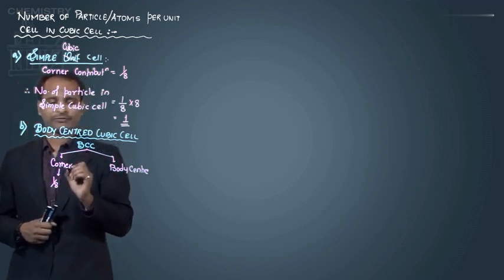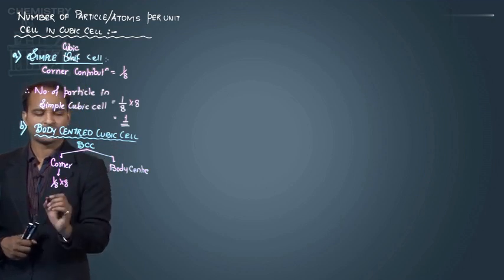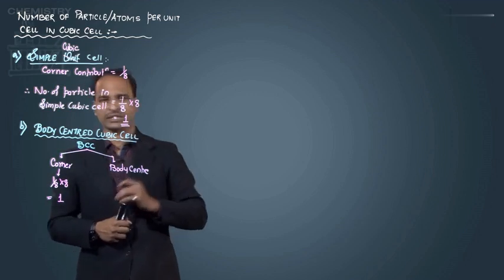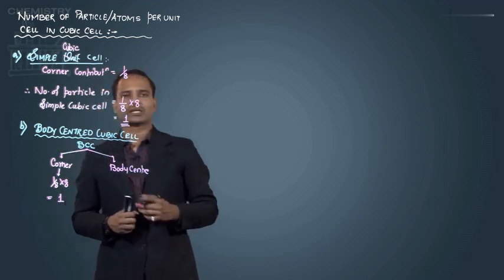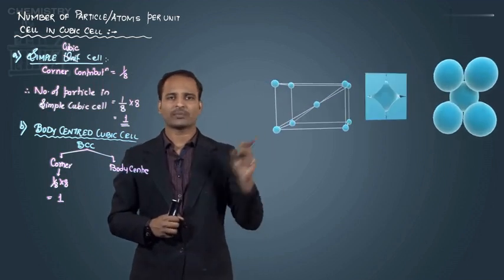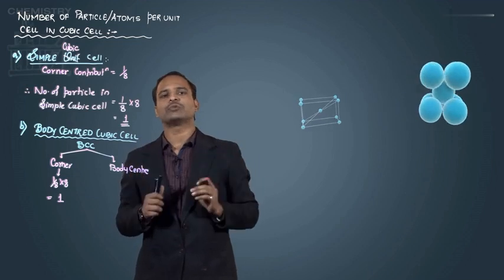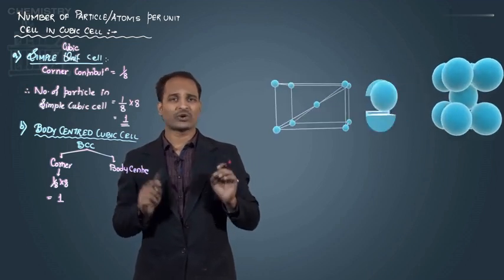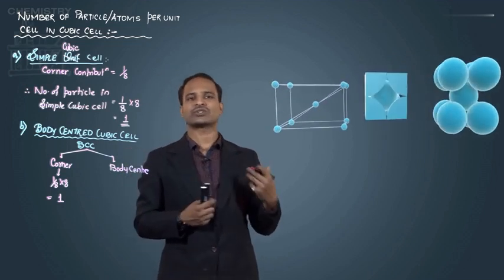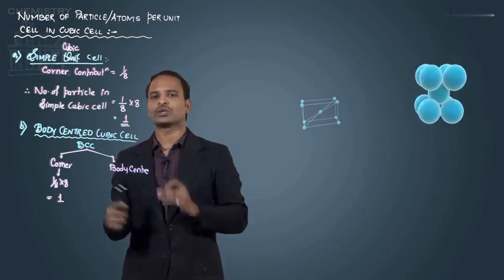We get 1/8 part from every corner, and there are a total of 8 corners. So from the corners, we are getting a total of 1 particle in the case of BCC. Then what about the body center? In this body-centered cubic cell diagram, you can see that the particle present at the center is totally a property of the same unit cell. It is not shared by any other unit cell, and since it is not shared, the particle present in the center is totally a part of the same unit cell.